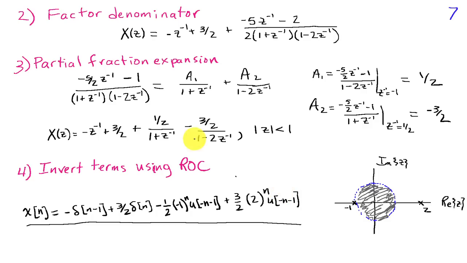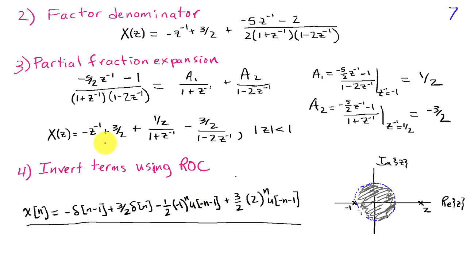So this first term has a pole at z equals 2, and that's going to convert to 3 halves, 2 to the n, u of negative n minus 1. And you'll note that we've changed the sign from minus to plus. Then we go to the second term, and again, this is left-sided, so we're going to change the sign. We now have minus 1 half, negative 1 raised to the nth power, because the pole is at negative 1, u of negative n minus 1.